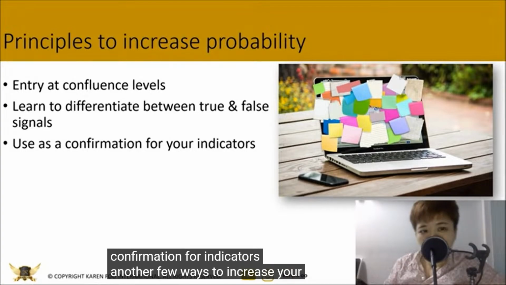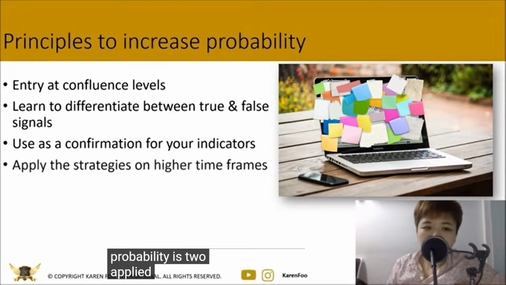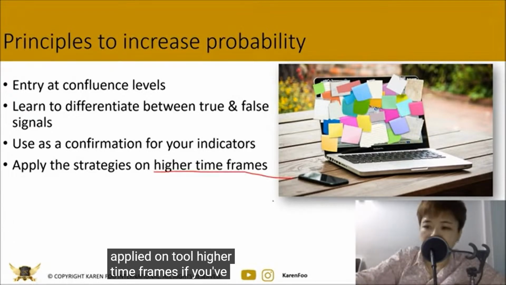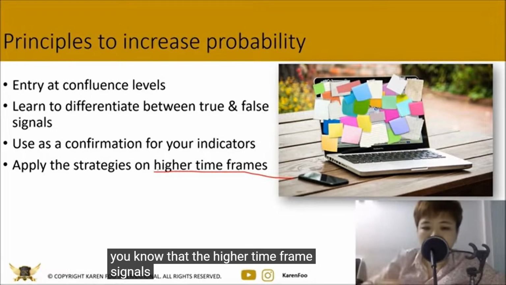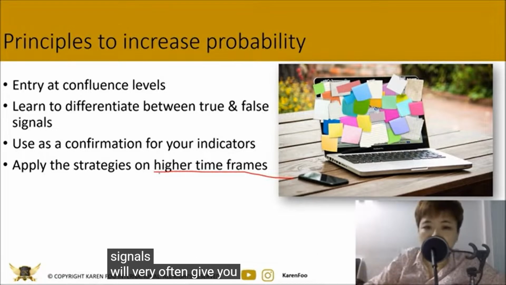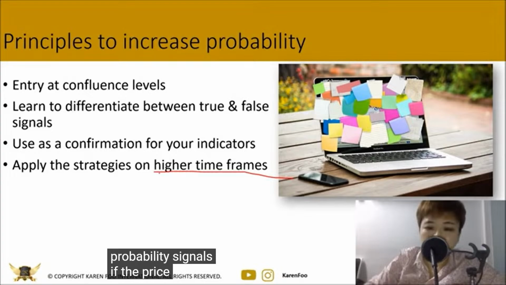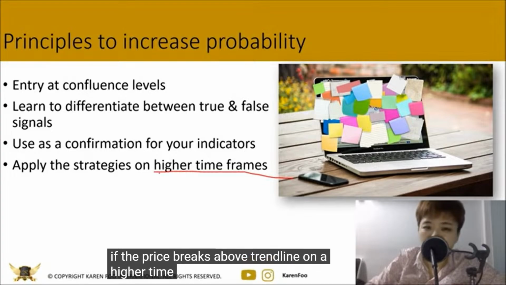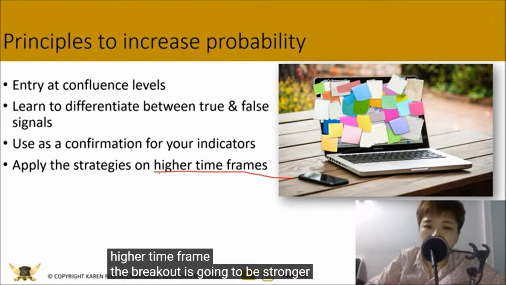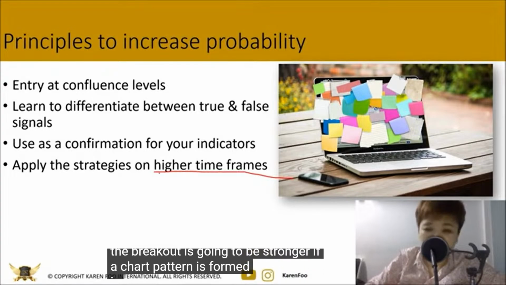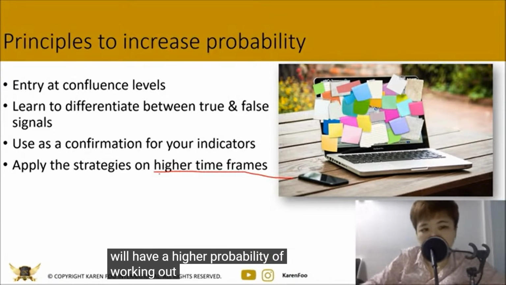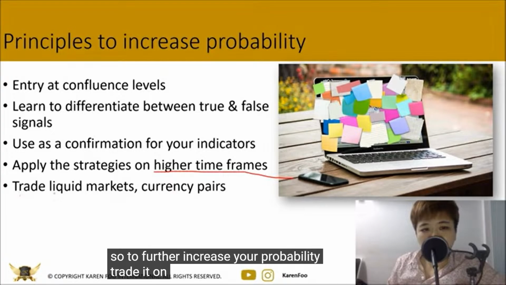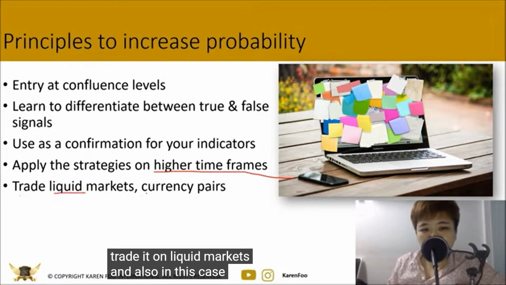Another few ways to increase your probability is to apply it onto higher time frames. If you have been on my channel for quite some time now, you know that the higher time frame signals will very often give you higher probability signals. If the price breaks above trend line on a higher time frame, the breakout is going to be stronger. If a chart pattern is formed in a higher time frame, the chart pattern will have a higher probability of working out.